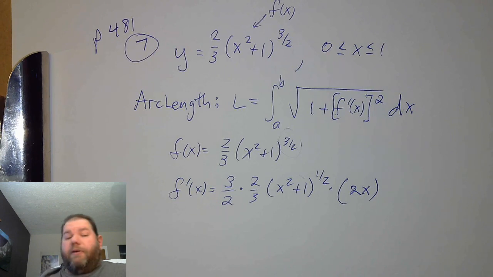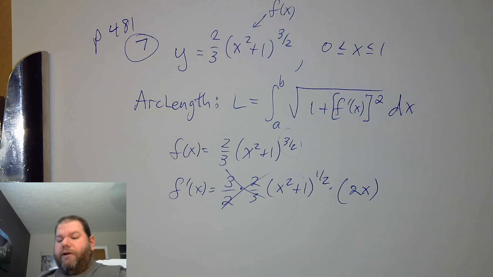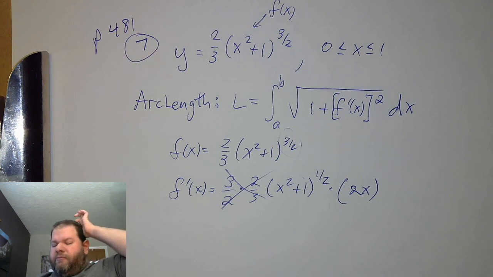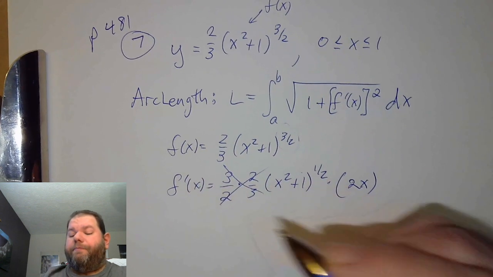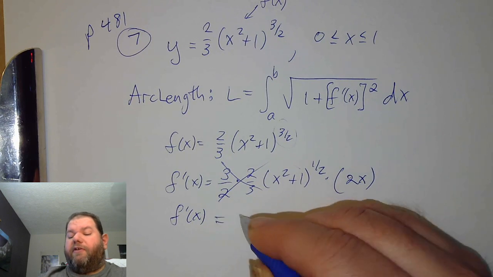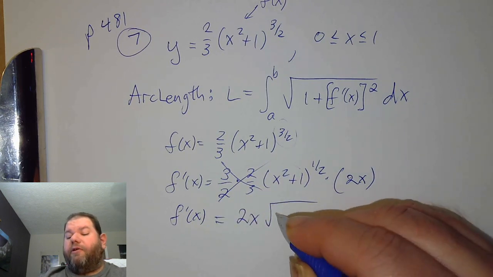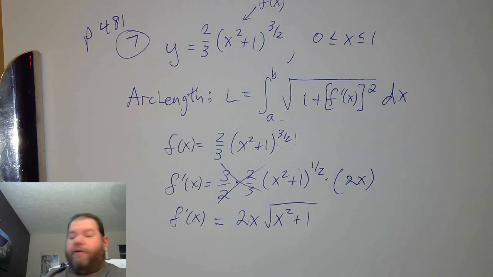Now the nice thing about this particular function is the 3's and the 2's will cancel each other out. And so we're just going to have the x squared plus 1 to the 1/2 power and then the 2x. So if we want, we could express that as 2x square root of x squared plus 1. And then that would be accurate for f prime.